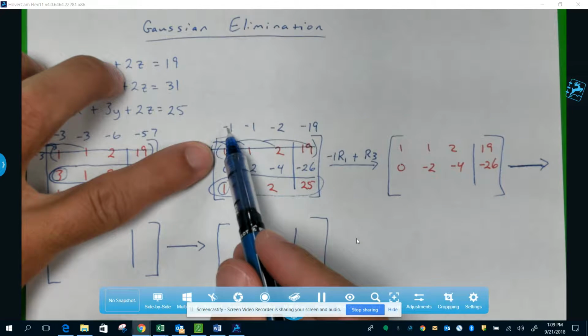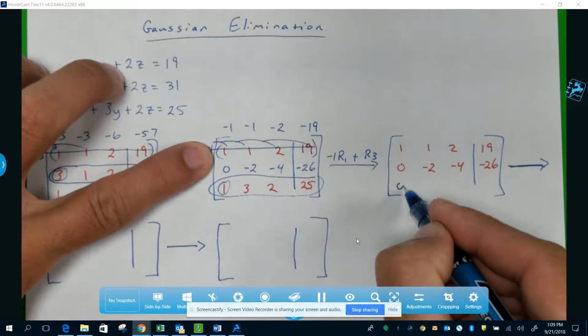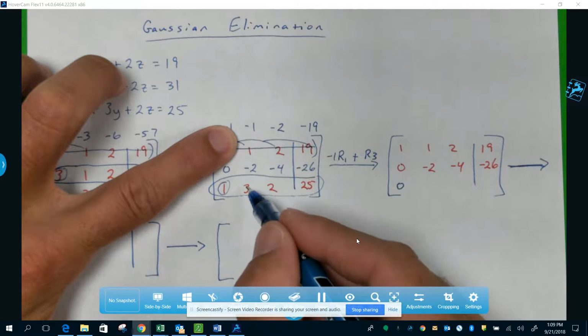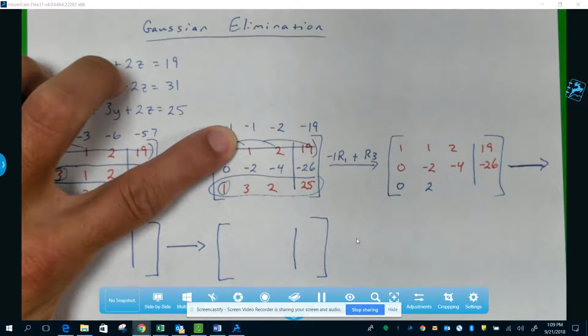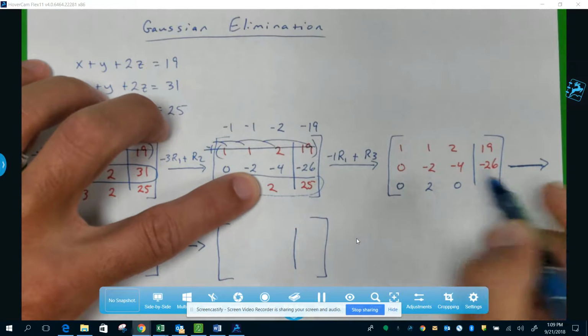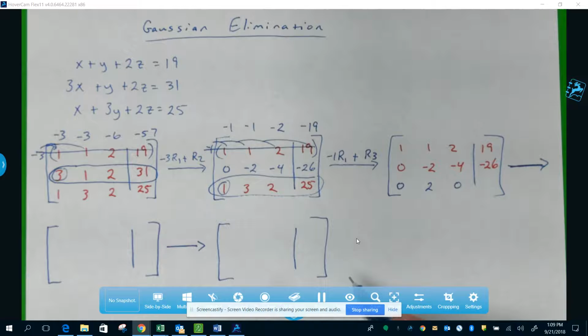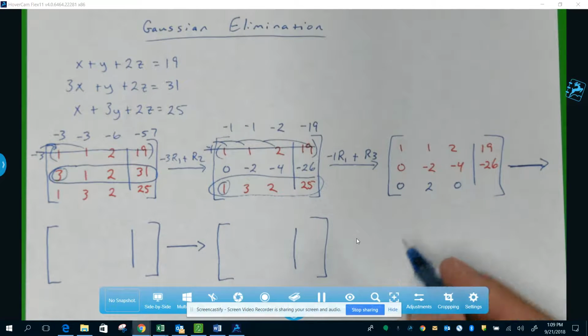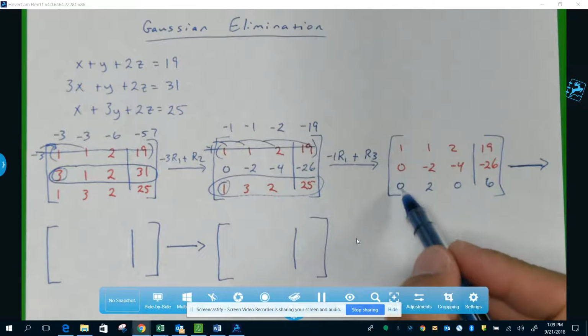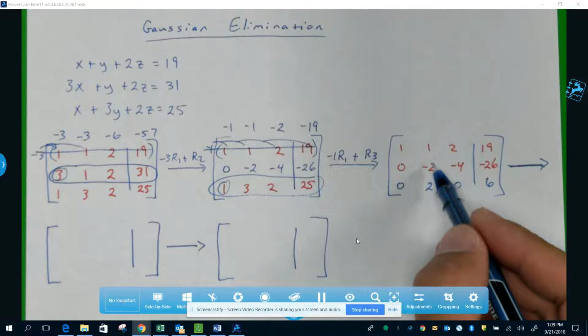So now when I combine -1 and 1, I get 0. When I combine -1 with row 3, -1 plus 3, I get 2. When I combine -2 and 2, I get a 0. When I combine -19 plus 25, I get 6. So I've got my 1, 0, 0. The next thing here, I need a 1.